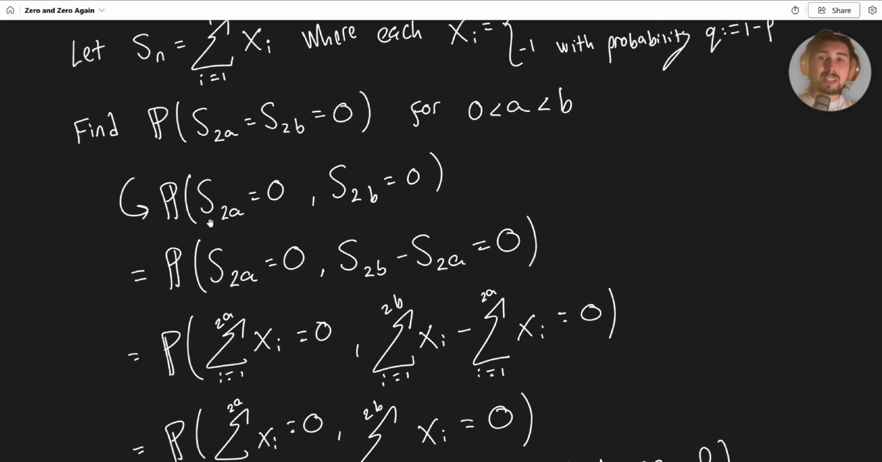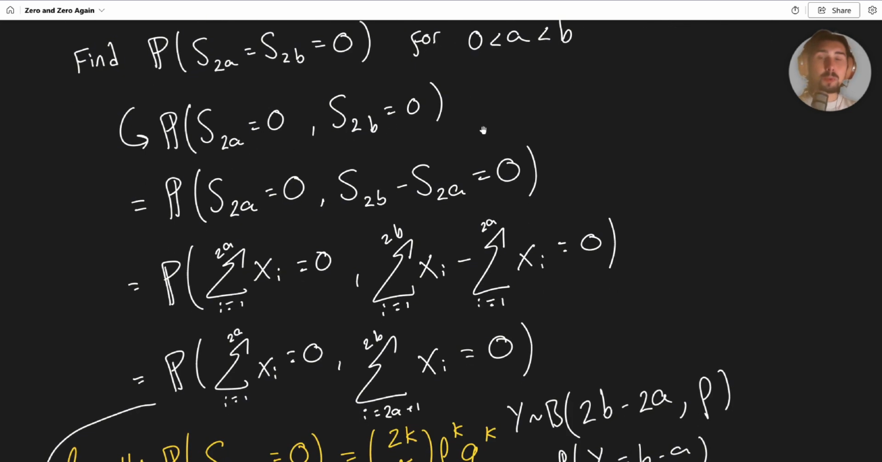We notice that basically this is just the probability that s sub 2a equals 0 and then s sub 2b equals 0. The issue is that those two things are not independent from each other, because s sub 2b, some of the terms in that are from s sub 2a, so they're not independent. So you can't individually work them out and times them together, because as everyone knows, if you're watching this video, you can't do that unless the two things are independent.